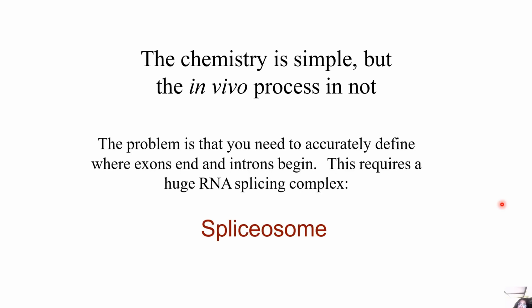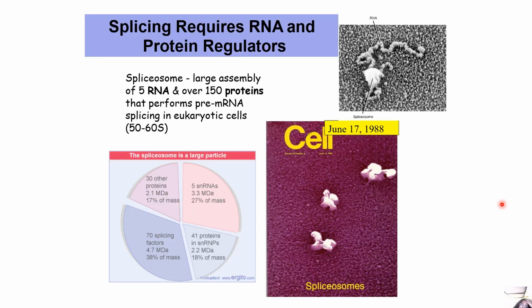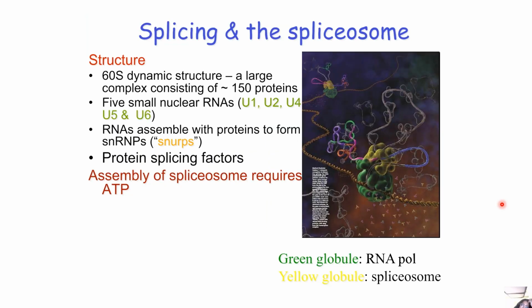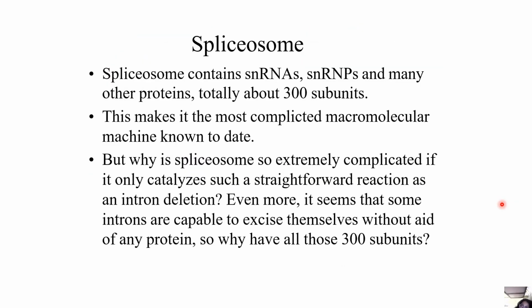The chemistry is simple, but the machinery is complex. We are not going into the spliceosome system dynamics in detail. It is a large complex consisting of 150 proteins and 5 small nuclear RNAs, which assemble with proteins to form snRNPs, plus alternative splicing factors. A spliceosome contains snRNAs, snRNPs, and many other proteins, typically about 300 subunits. This makes it the most complicated macromolecular machine known to date.